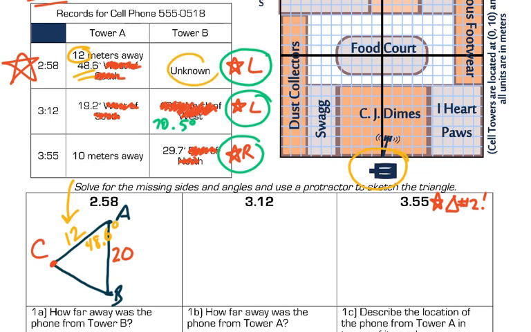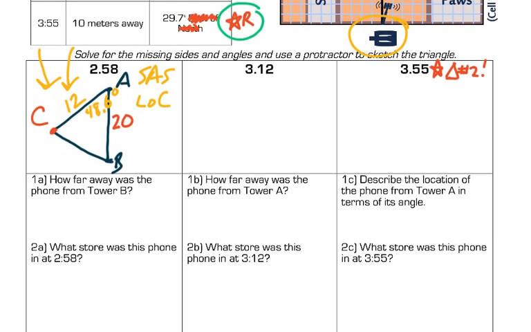From Tower B, we don't know anything. Okay. Well, luckily, if you look at our triangle right now, look at the case we have. This is SAS, which would be a law of cosines. But again, we're going to use the app to do all the hard work for us. What is 1A asking for? Let's see. 1A says, how far was the cell phone from Tower B? That would be right here, basically what side A is. So I'd use your app and go ahead and solve for side A and figure that out.